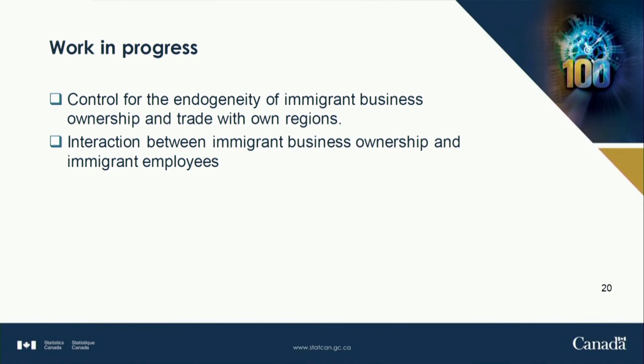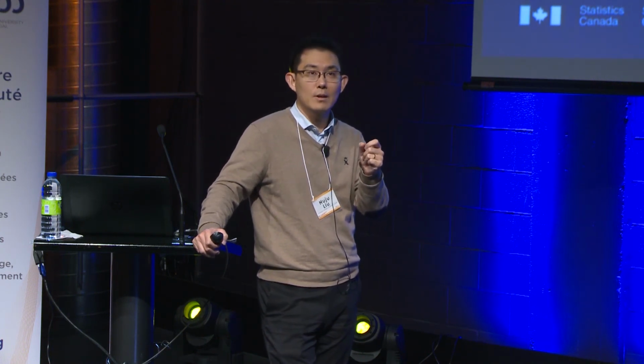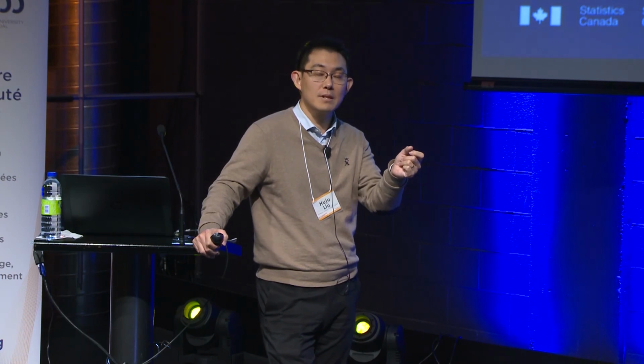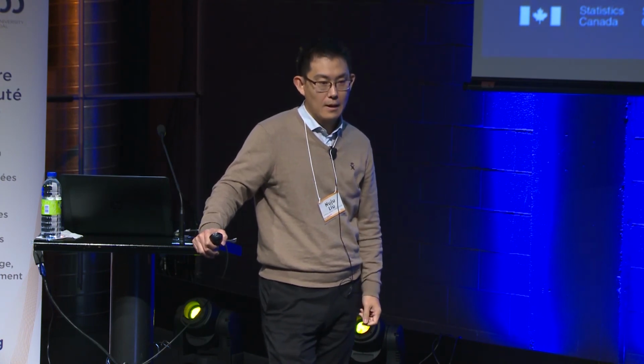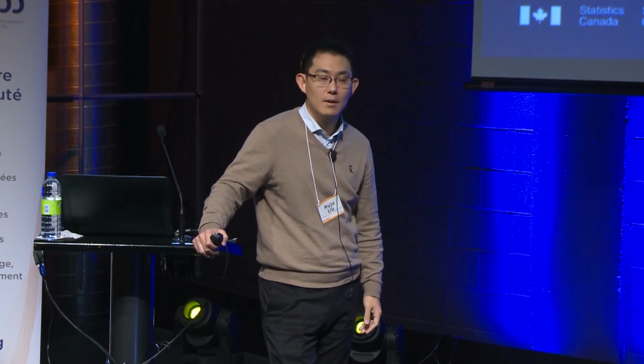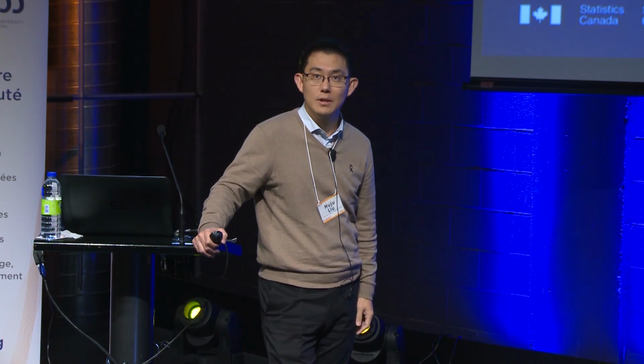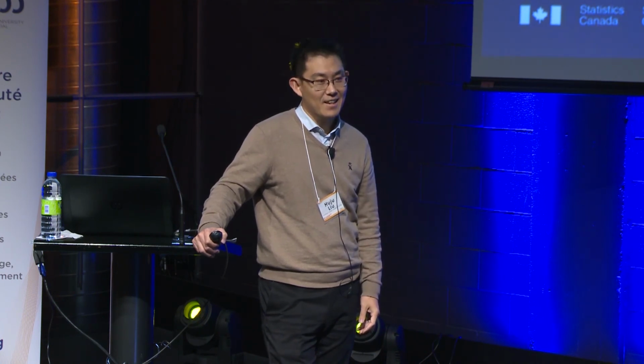So we also think of another issue, that there's potentially endogeneity of the immigrant business owner, right? If there's a demand shock that correlates with immigrants opening a business and at the same time correlates with trade, then basically we're going to pick up that effect. If anyone has some suggestion for an instrumental variable, please let us know.